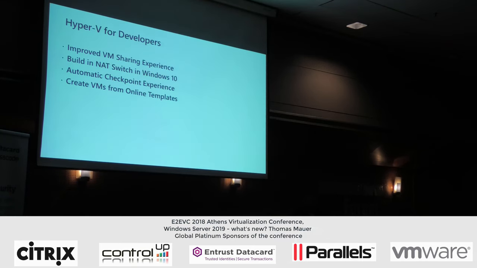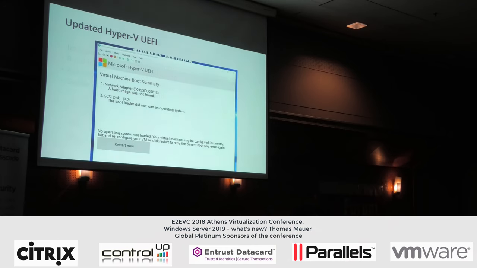Then there are some Hyper-V improvements. A lot of them are focusing on developers, right? So for example, the VM sharing experience, so you can easily export the VM and give it to someone else. There's built-in NAT switch, which is perfectly awesome if you run VMs on your device here, right? So when you're running VMs on your notebook and you switch to another wireless network or something, this helps you there. And also very helpful in the container world. Automation checkpoint creation and some online templating. And I will talk about that in a second.